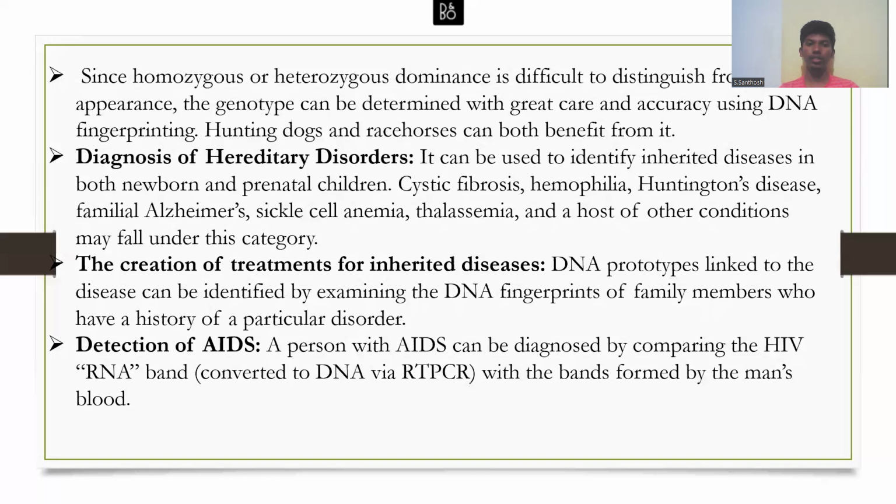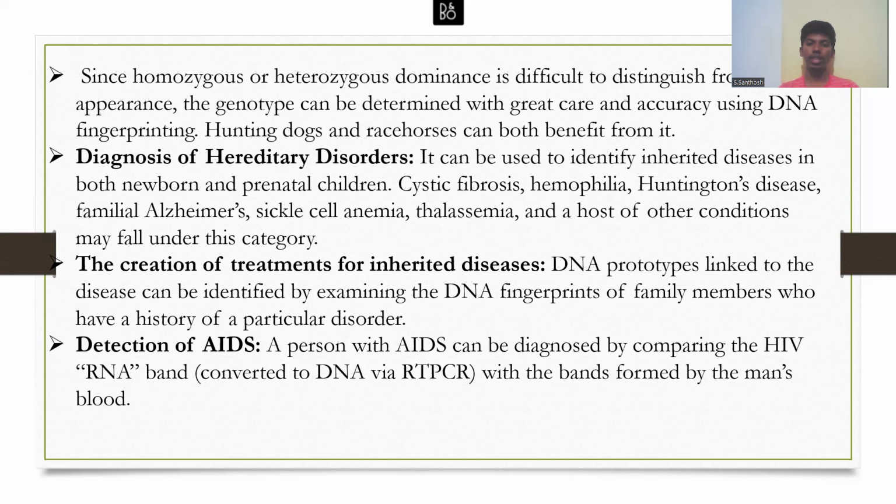Diagnosis of hereditary disorders. It can be used to identify inherited diseases in both newborn and unborn children. Cystic fibrosis, hemophilia, Huntington's disease, familial Alzheimer's, sickle cell anemia, thalassemia, etc. Many other diseases can be diagnosed using these DNA fingerprinting methods by finding out the specific damaged part of the DNA and then changing it. The creation of treatments for inherited diseases. DNA prototypes linked to the disease can be identified by examining the DNA fingerprints of family members who have a history of a particular disorder.